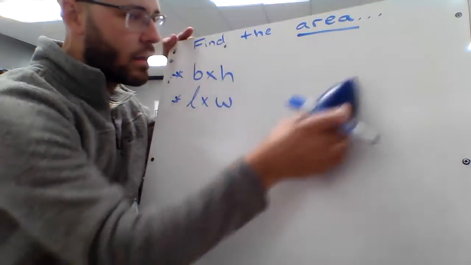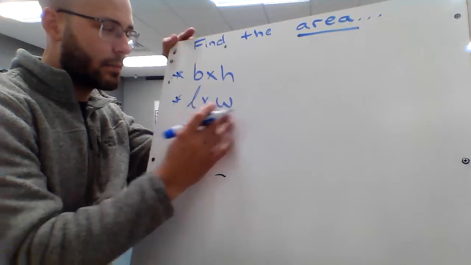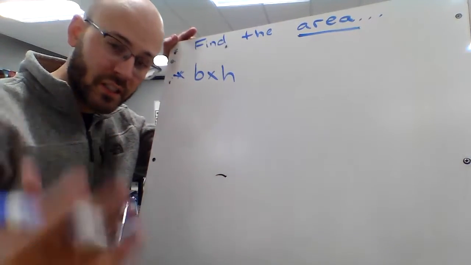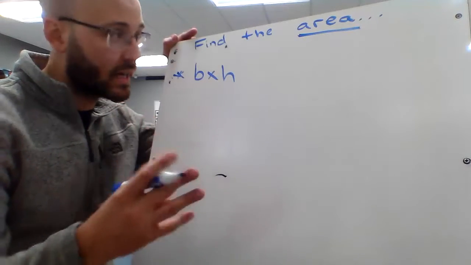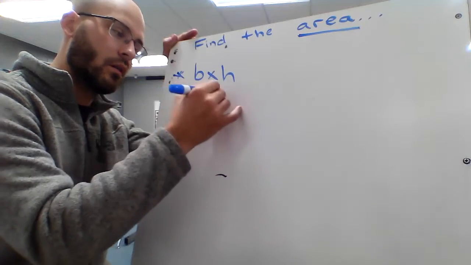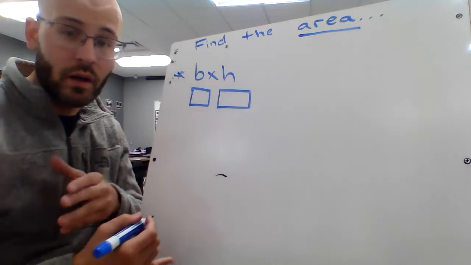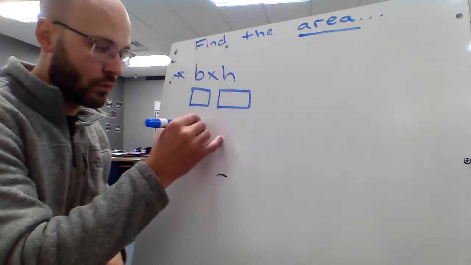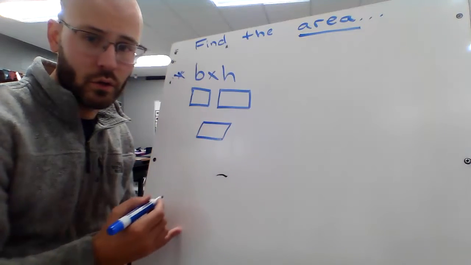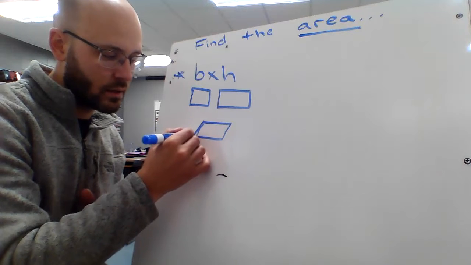Okay. One thing I want to show you today is that base times height only works for specific shapes. Four-sided shapes, quadrilaterals, such as squares, rectangles. And it also works for parallelograms, four-sided parallelograms, like, notice it has a little slant to it. I didn't really overdo it there, but it has a slant to it.